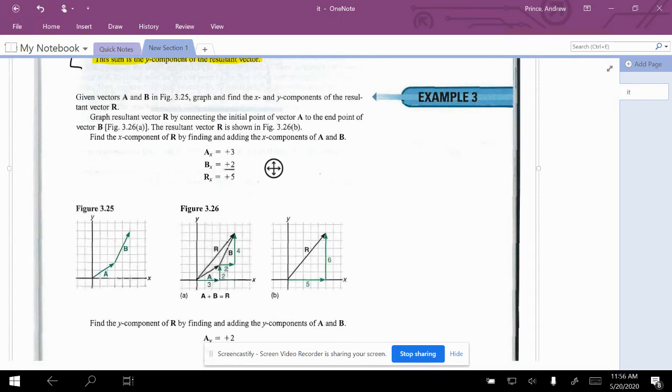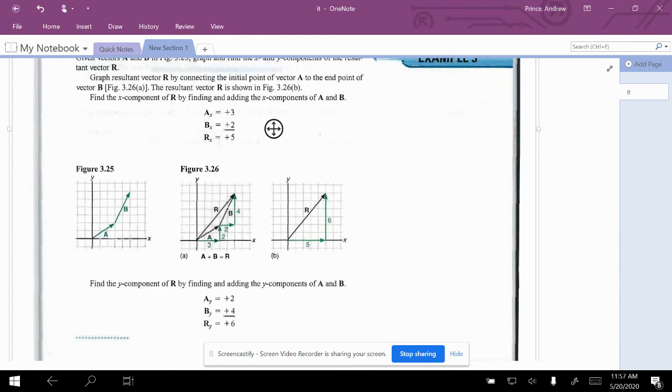So here we have 3 different examples. So we have A and B here, and the resulting vector is going to look something like this by adding those 2 together. So our example they have here is right there. So 3 plus 2, and you can kind of see that's going to give you 5 in that direction. So this would be your overall resulting vector.